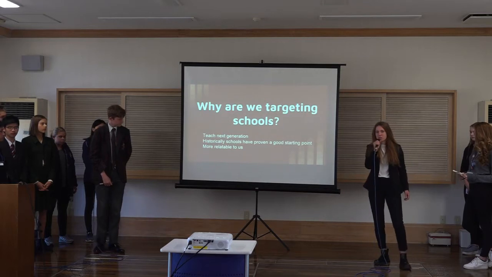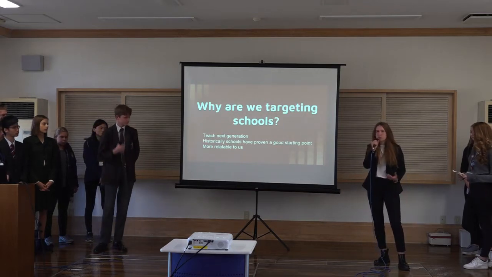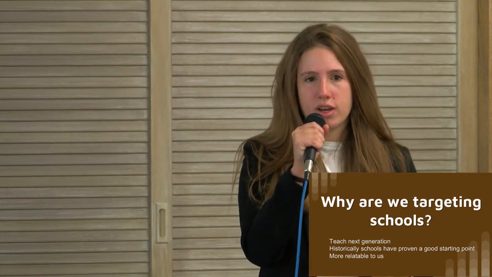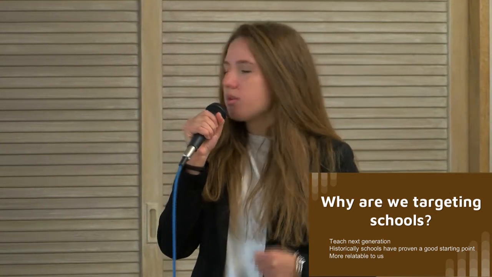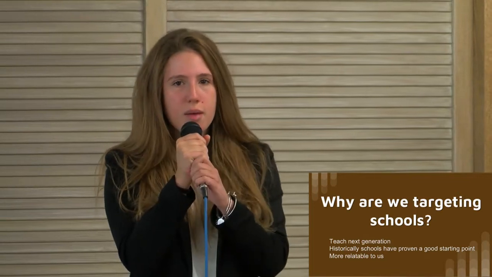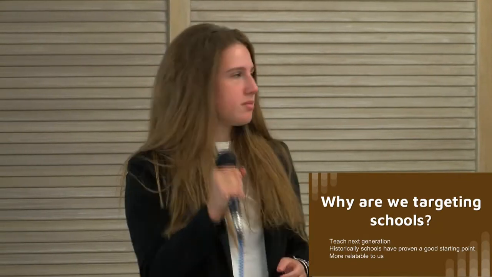We decided to act on children because, firstly, teaching them good values on food waste will help them to become more conscious about the environment, and this will reduce the problem. Then, historically, schools have proven a good starting point. For example, in Australia, the government implemented a seatbelt safety program in schools that increased the number of people that wear it. Lastly, we feel that children are more relatable to us, so we find it realistic and helpful to target them because we know how they think.